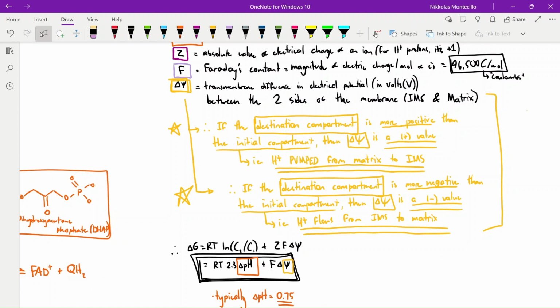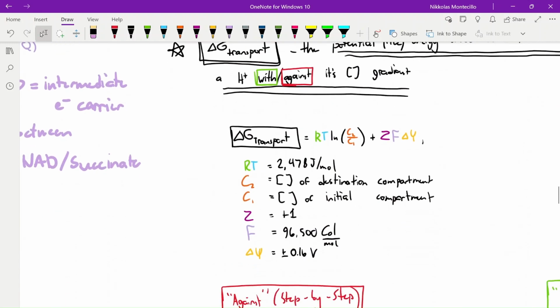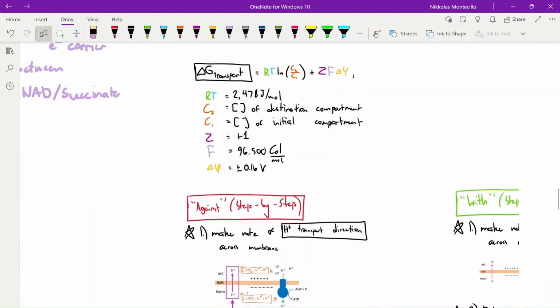If the destination compartment is more positive than the initial, then the change is a positive value, and vice versa. If the destination compartment is more negative than the initial, then the change is negative. Exactly as I said it.